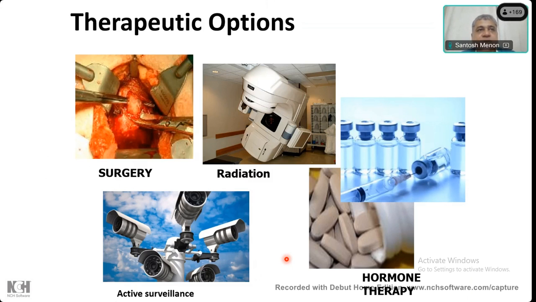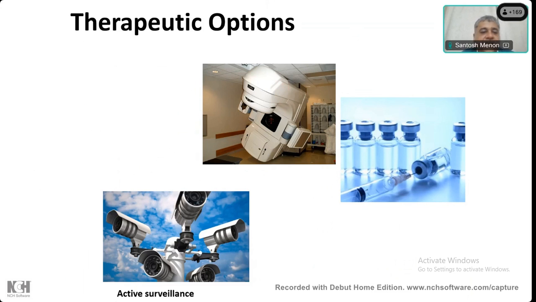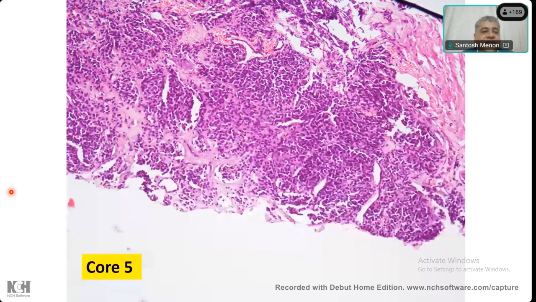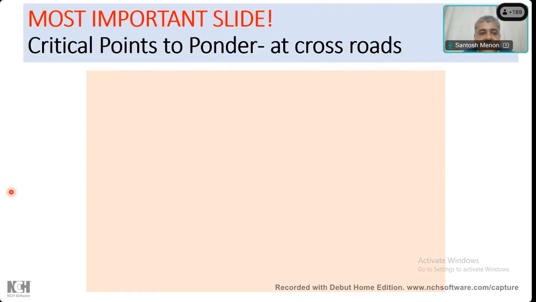But supposing this is upfront, you have a core biopsy and you have given a Gleason score, does it affect the clinician's choice of one of these treatments? I'll come to that. That's what I wanted to show you here. This slide is the most important slide in the whole presentation, especially when you're looking at core biopsies.